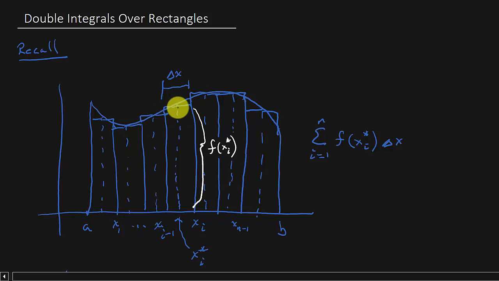And remember, you had the width of the rectangle, that was delta x. The height was f of x star sub i. Basically you would evaluate the function at this x value to get the height, and then you would just sum those heights up. You would sum the height times the width. So you would multiply the height times the width. That would give you the area of the rectangle, and you would sum those up from, and that was between a and b.